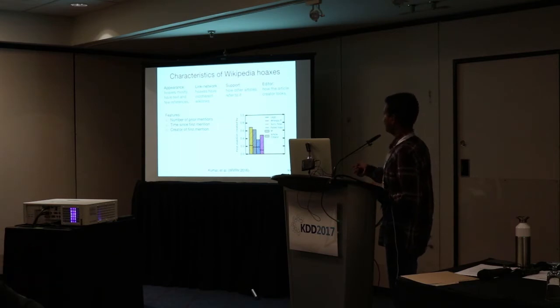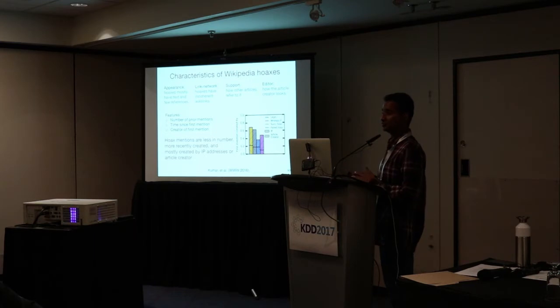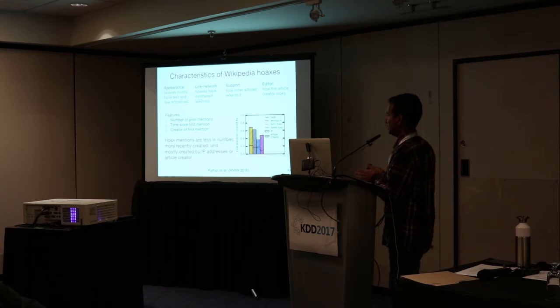And what we see here is, first of all, that hoax mentions are very few in number, but whenever they are there, they are created very close to the creation of the Wikipedia hoax article, and they are created mostly by IP addresses or by article creators themselves. So here, what you see is whether the first mention was created by an IP address or article creator. And most of the time, in the case of both successful as well as failed hoaxes, IP address mentions are a lot, while for legitimate articles and wrongly flagged articles, the IP address mentions are much fewer.